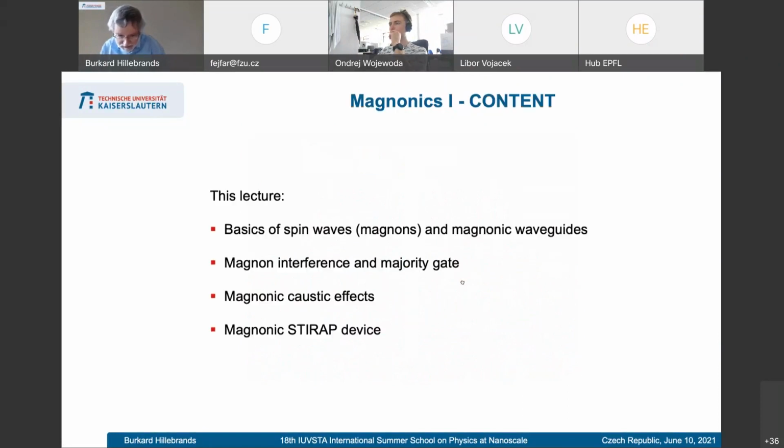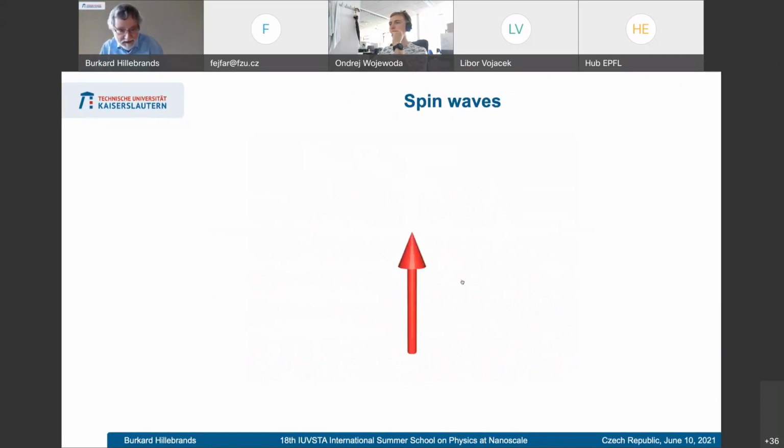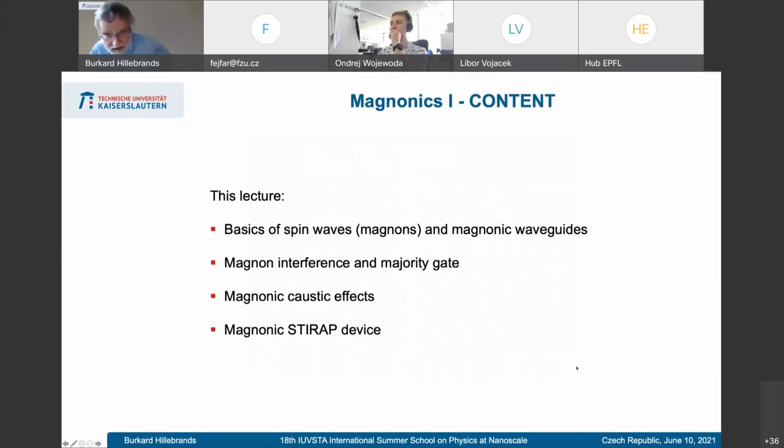To do it a little bit more detailed, one thing is missing here. So what I would like to cover here is just a little bit about the basics of the spin waves, which we already started with. I will talk about magnonic waveguides. And then the particular property of magnons is these are waves, and waves can interfere. And then we can, of course, always think about what kind of applications we can create with interfering waves.